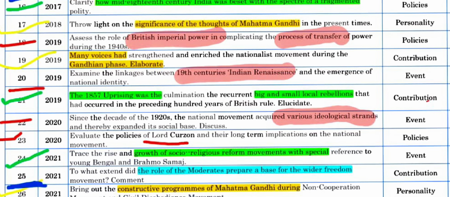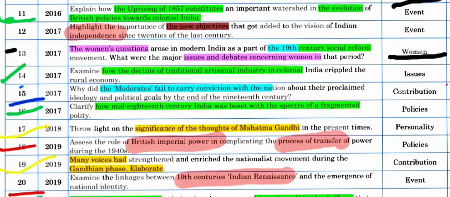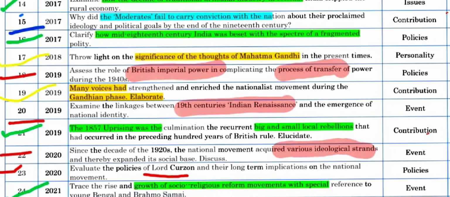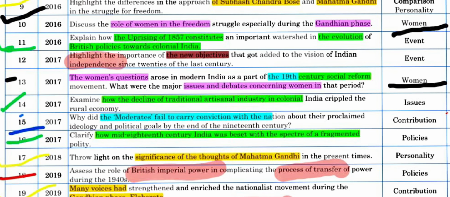Again, question 22, very much linked. They're going back to the decade of the 1920s, which we just now discussed is an important timeline. See, directly they've mentioned in question 12, since the 20s of the last century.